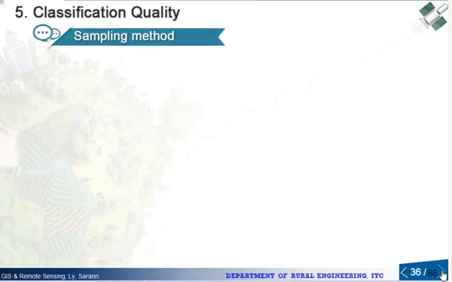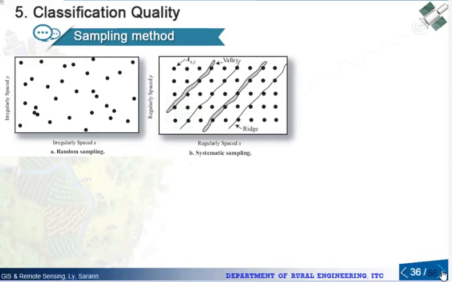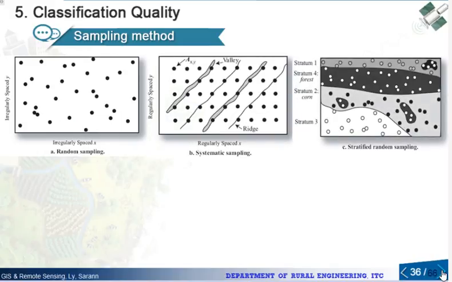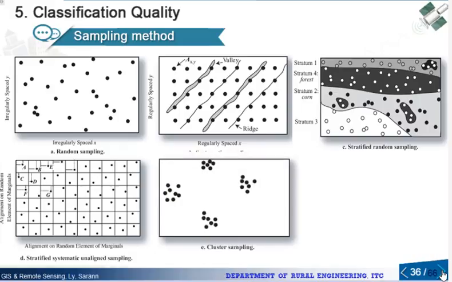Then we can choose the sampling method. There are basically 5 common sampling designs used to collect ground reference test data for assessing the accuracy of a remote sensing derived thematic map. So there are random sampling, systematic sampling, stratified random sampling, stratified systematic unaligned sampling, and the last one is cluster sampling, as you can see in the different images in this slide.